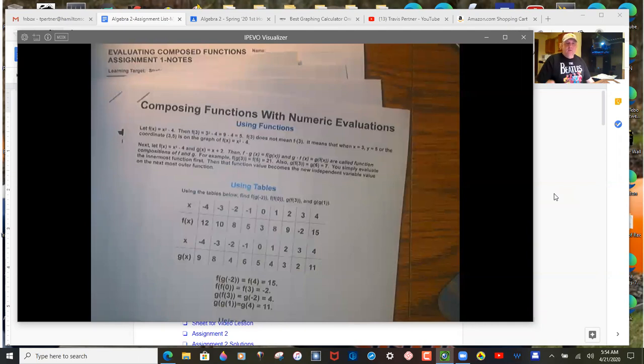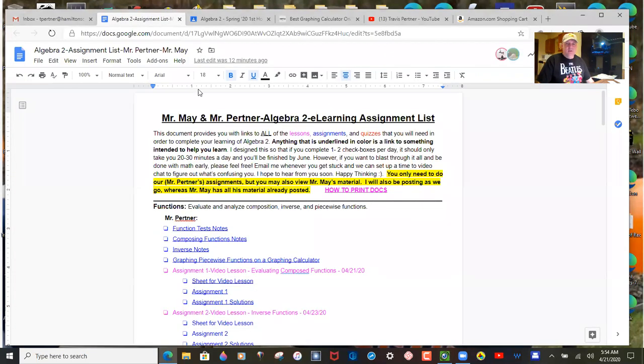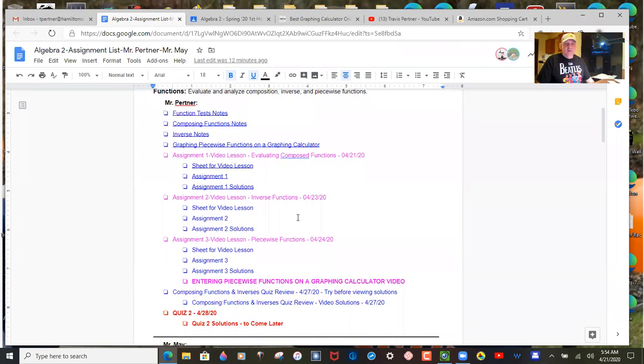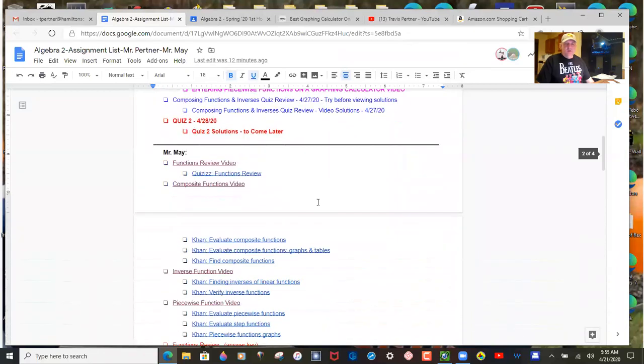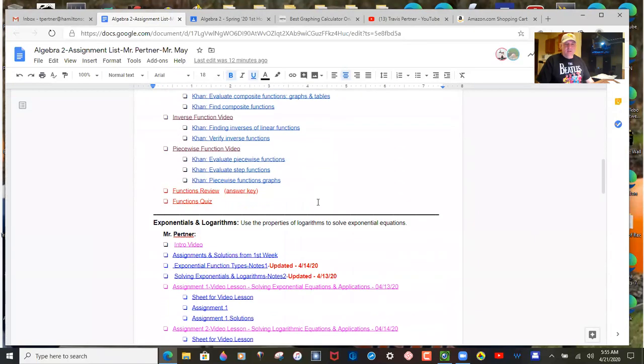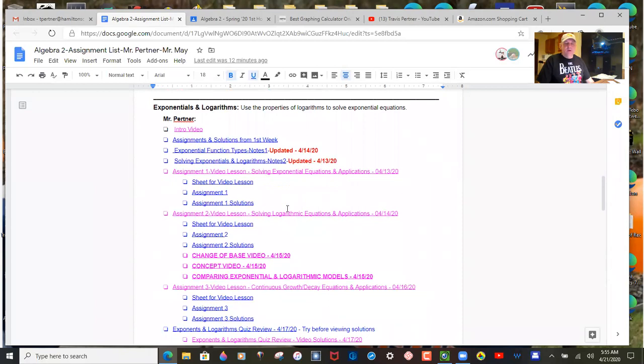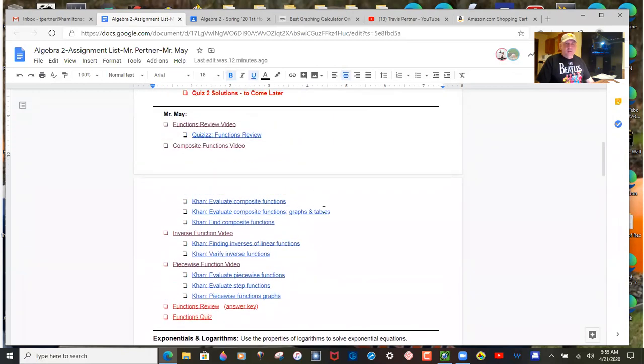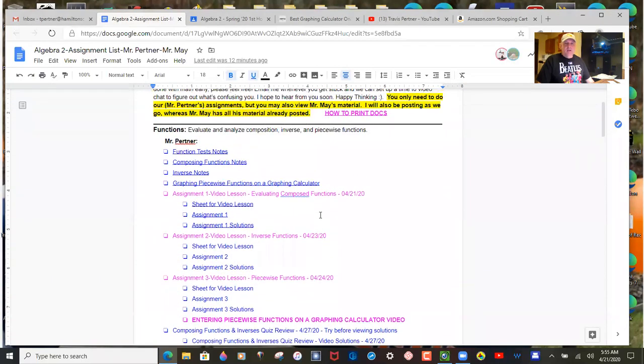So we are moving on to the second unit, and what I'm going to do is always have the particular unit we're on at the top of the sheet so that you don't have to scroll down. If you need to scroll down, the unit we just got done doing would be the next one. You'll also see Mr. May's material from Khan Academy, but it'll always be towards the top, and then again, just click on that particular link that you need.